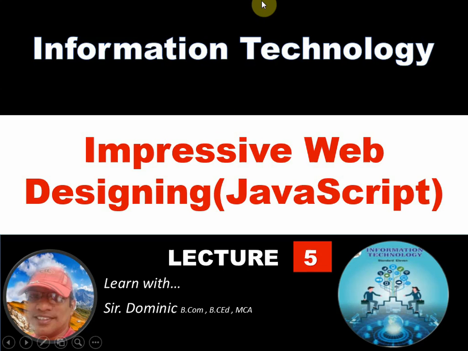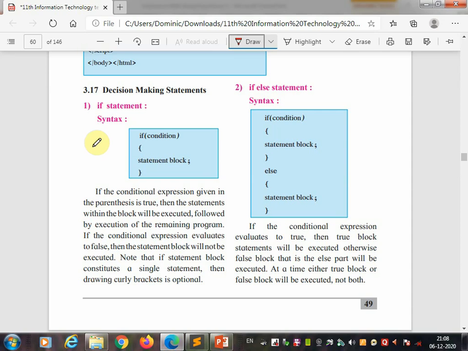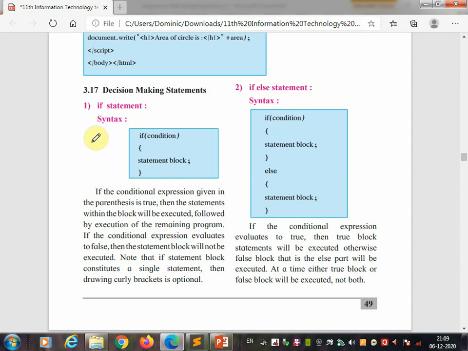In this you are learning JavaScript. In today's lecture you are going to learn decision making statements, that is the if else statement and mouse events. So let's start. The if statement we use for decision making in programs. It is used mostly for conditional expressions.